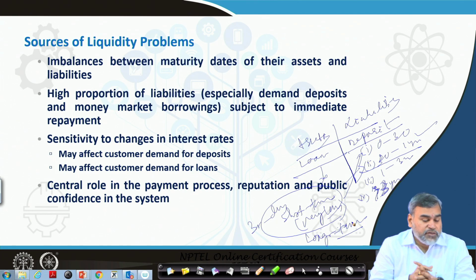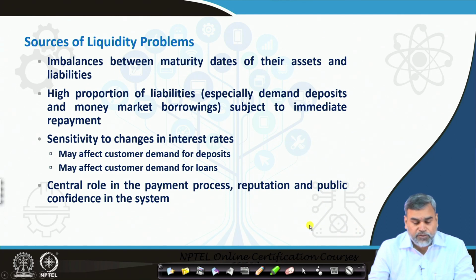Another factor is the central role in the payment process, the reputation of the commercial bank and the public confidence in the system. Whether the consumer has confidence in this particular bank to deposit the money, or is really inclined to use that fund for various activities by taking loans. That is again a behavioral or psychological factor, but it also plays a significant role in the liquidity problem. So these are the major sources responsible for liquidity problems in the commercial bank.